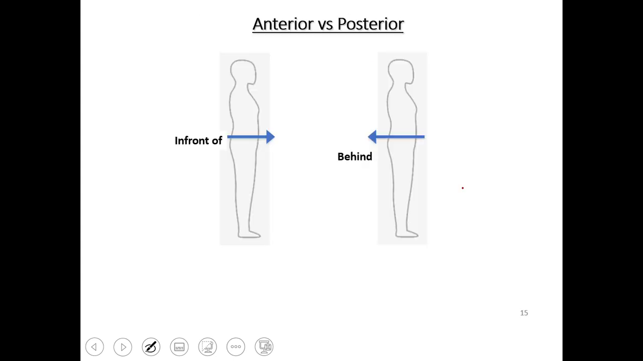Anterior versus posterior. Anterior means in front of, posterior means behind. Like, let's compare, for example, your eyes to your ears. So the eye is anterior to the ear. Or you can say that the ears are posterior to the eyes.